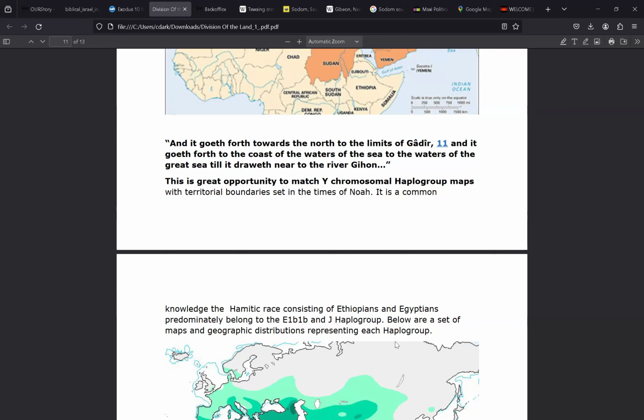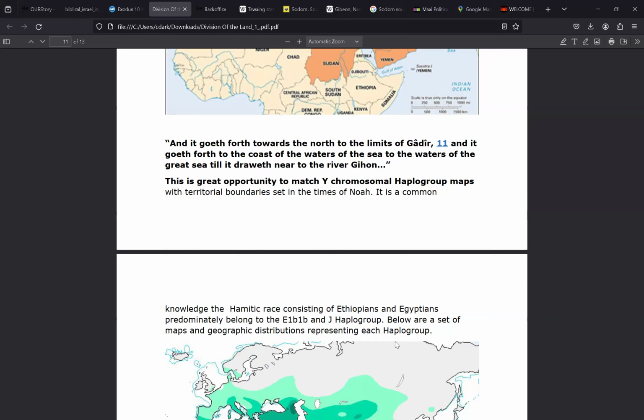So just to answer, J is for Japheth, J haplogroup. E1B1B is typically Hamitic, and then E1B1A is generally the Semitic haplogroup. So it's important though that we make the distinction between the Y chromosomal haplogroups and the X chromosomal DNA assessments that come out.